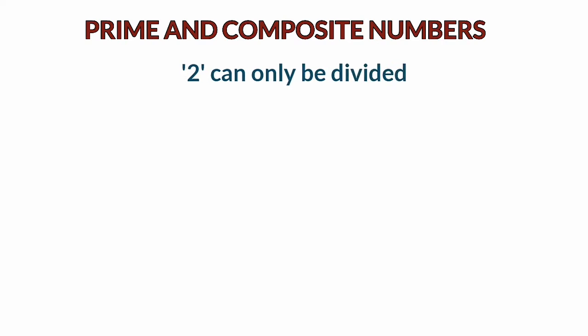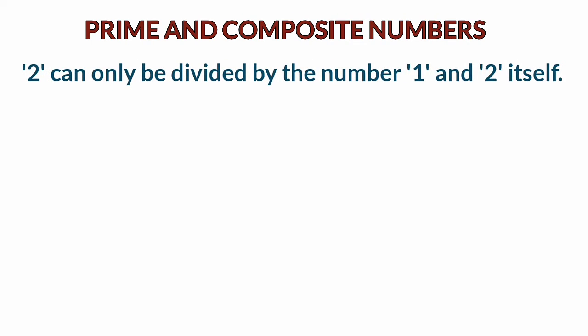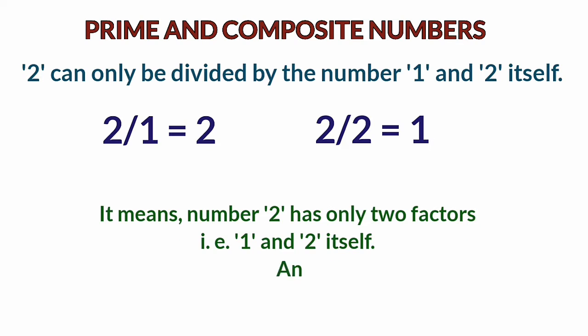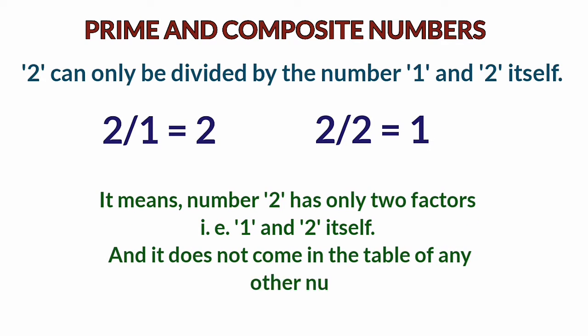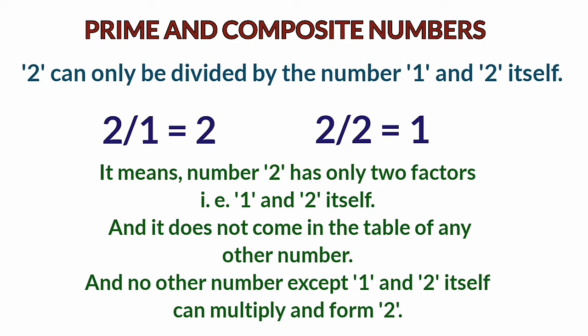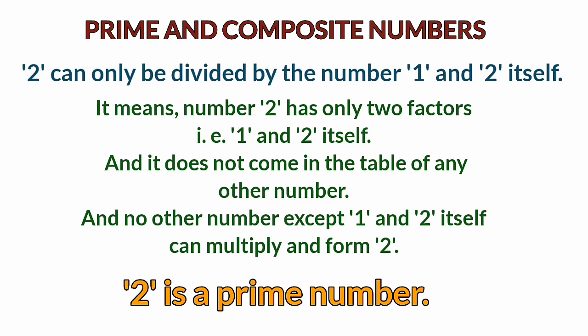Let's take the example of 2, as 2 can only be divided by the number 1 and 2 itself. 2 divided by 1 equals 2. 2 divided by 2 equals 1. It means 2 has only two factors, that is 1 and 2 itself. And it also doesn't come in the table of any other number. And no other number except 1 and 2 itself can multiply and form 2. So 2 is a prime number.